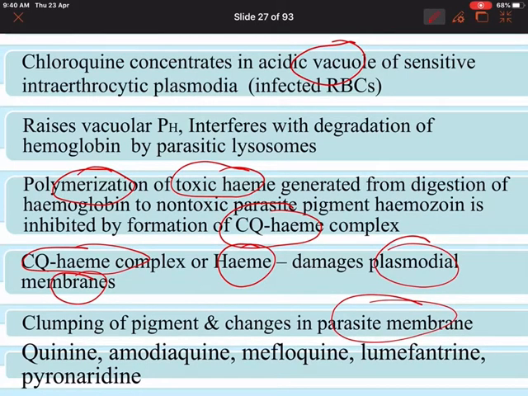parasite. There are other drugs which act by the same mechanism, like quinine, amodiaquine, mefloquine, lumefantrine and pyronaridine. Most of our anti-malarial drugs have a similar mechanism of action, where they inhibit the conversion of toxic heme into hemozoin.